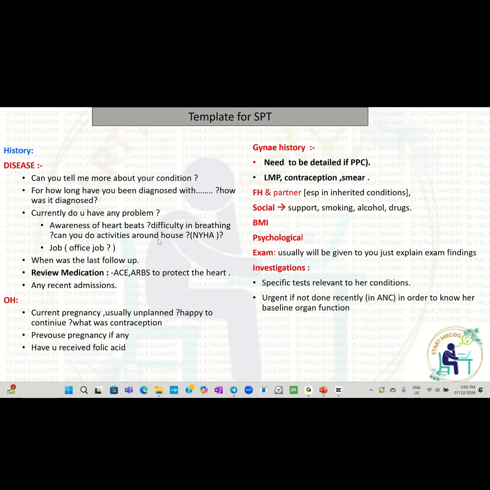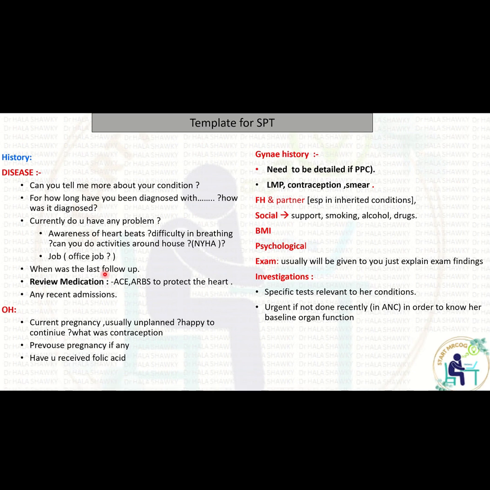Can you do activities around the house? Our aim is to assess the grade of NYHA state and the job. It could be office job or active job. And when was your last follow-up? Review her medication. They are given antihypertensive medications in order to prevent high blood pressure in order to protect the heart. Any recent admissions? Sometimes the patient will be admitted in her history to the ICU.